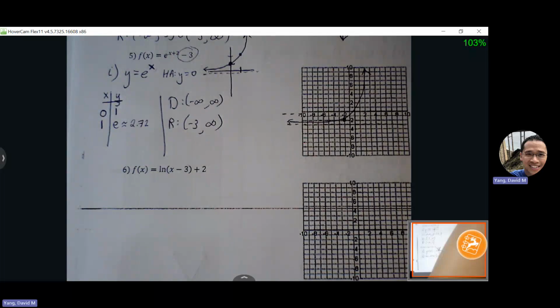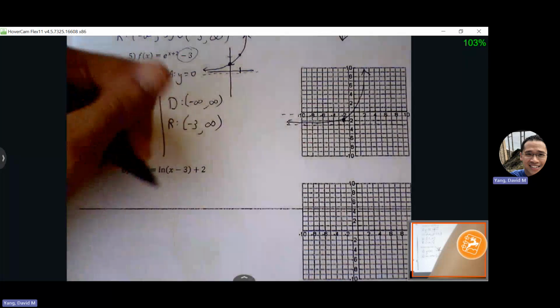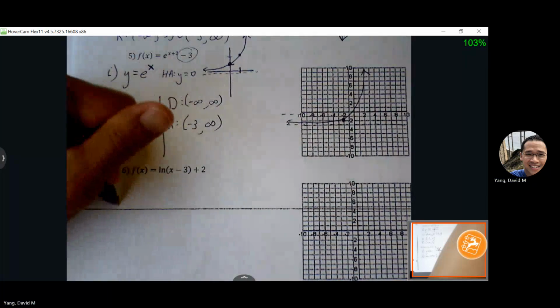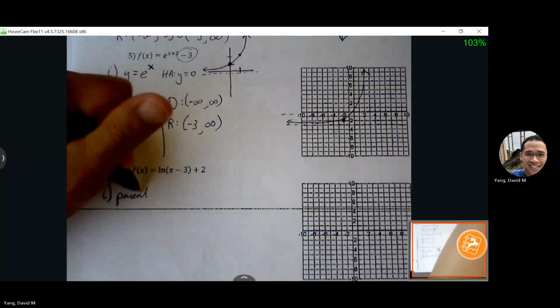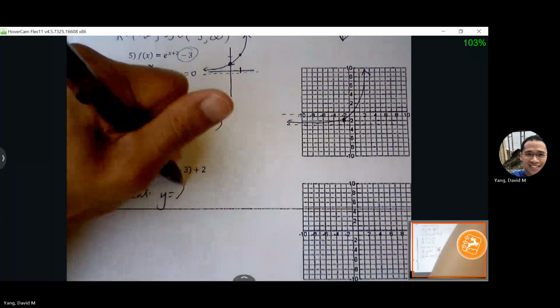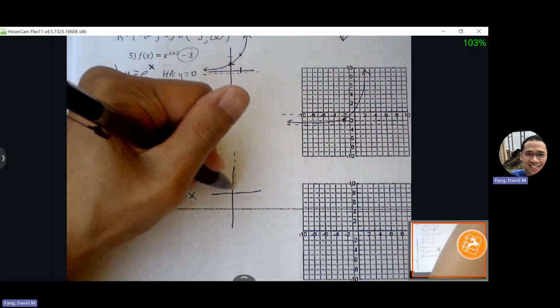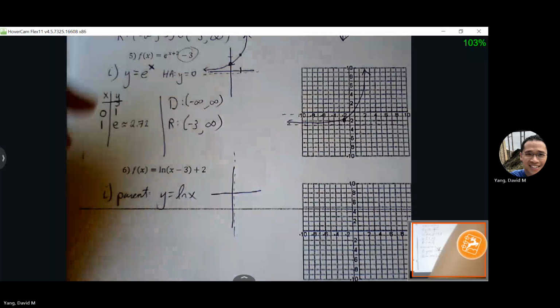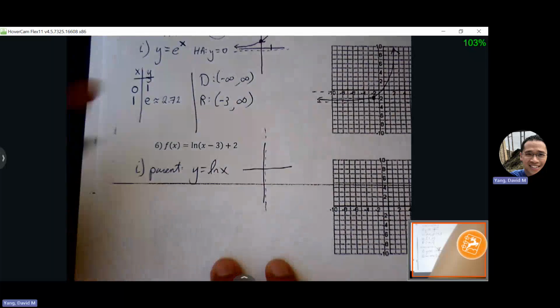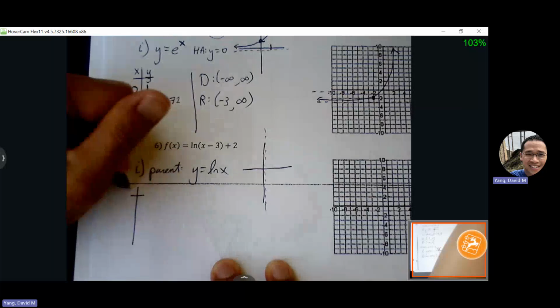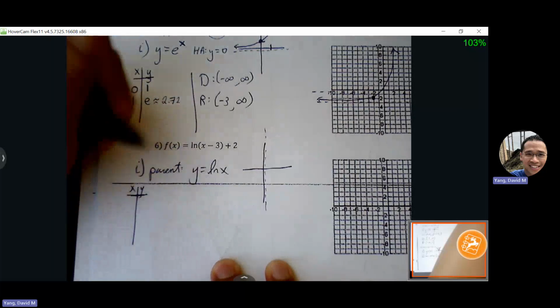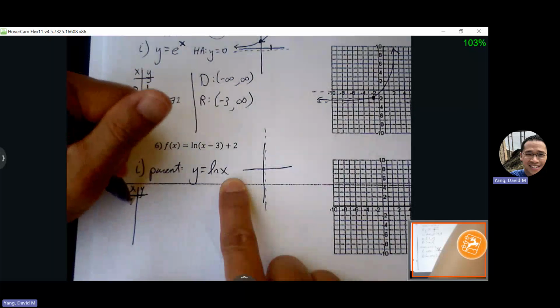Next up, y equals natural log of x minus 3 plus 2. Let's do the parent graph first. Okay, y equals natural log of x. There's going to be a vertical asymptote. And let me just build out a couple of ordered pairs so we can see here. Natural log of 1 is always going to be 0.